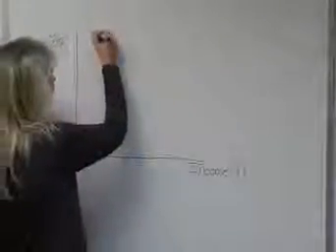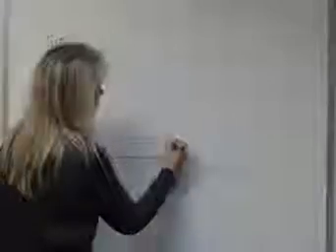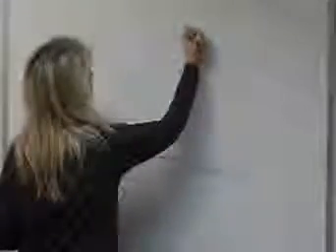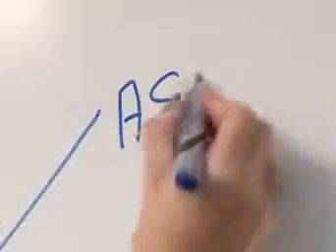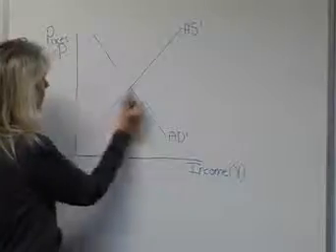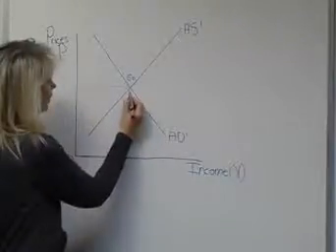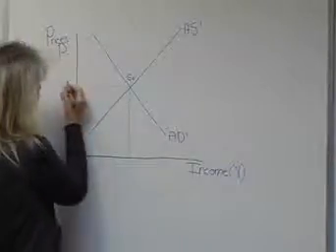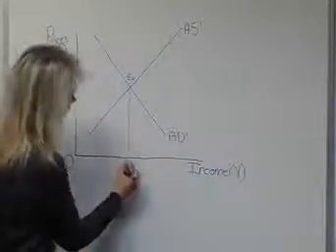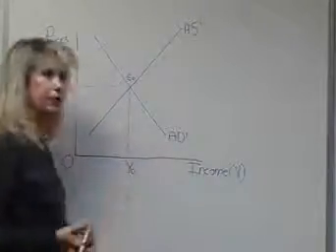Then we show the aggregate demand curve. And this is the original one, so we call it 1. And we show the aggregate supply curve, the original one, so we call it 1. And where these two cross, we indicate that is the equilibrium position, and that indicates our original price level and our original income level.